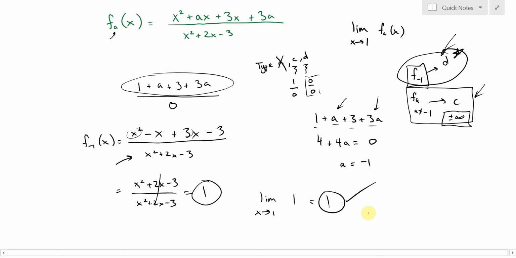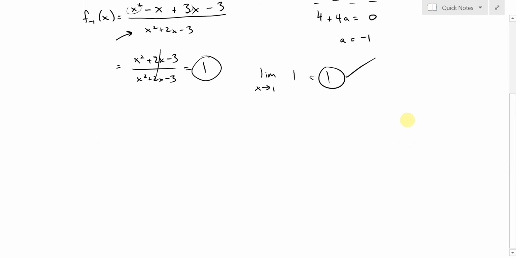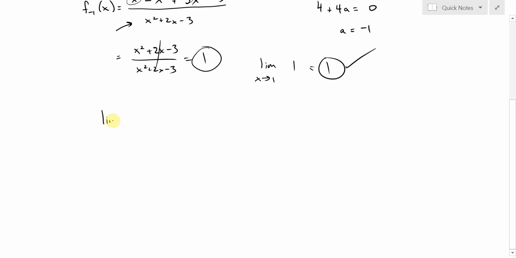So in the language of a previous video, our algebraic manipulation turned the type D problem into a very simple type A problem, where it was just continuous. Alright, so that's how you would handle that problem. Now, what happens as we approach -3 this time around?